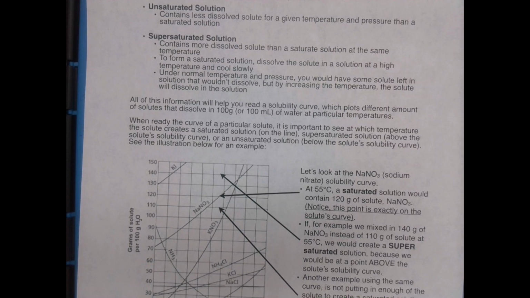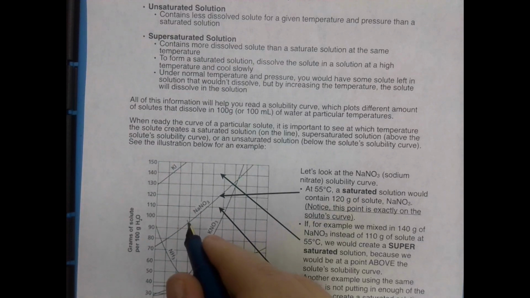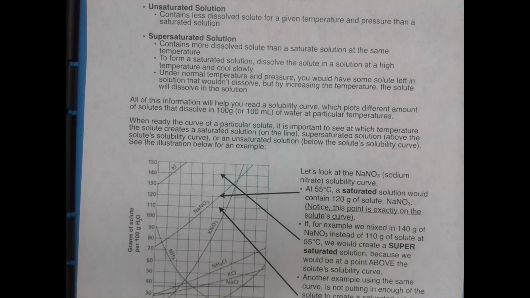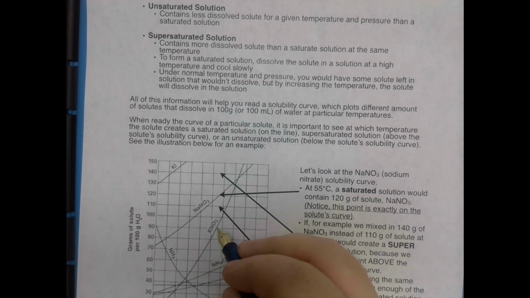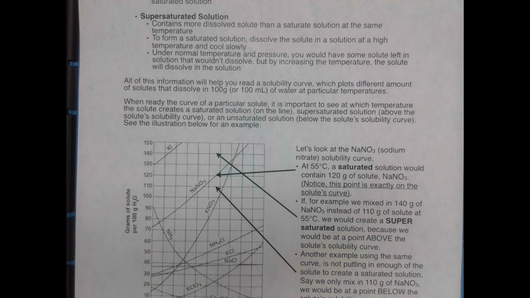All this information will help you read a solubility curve, which plots different amounts of solute that are dissolved in 100 grams or 100 milliliters of water at a particular temperature. When reading the curve of a particular solute, it's important to see at what temperature the solute creates a saturated solution. So if you put in exactly the right amount for the solubility, you get a saturated solution. So if you measure it and it's on the line, it's saturated.